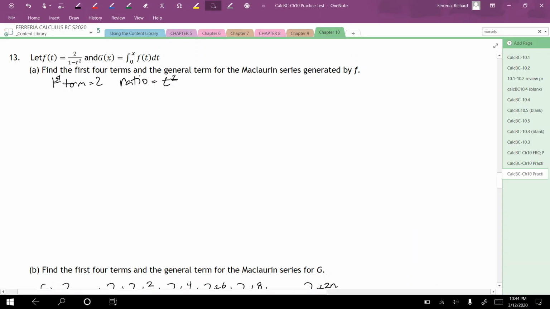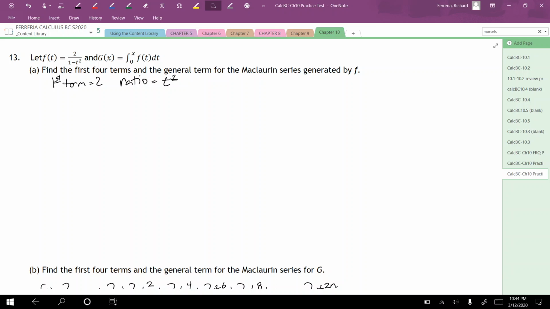Okay guys, you should probably start feeling pretty good because we're about to finish, or we're really close to finishing our Chapter 10 practice test. Looking at question 13, I'm seeing an f of t, which looks a lot like a geometric sum, and a g of t, which is an antiderivative of that geometric sum.